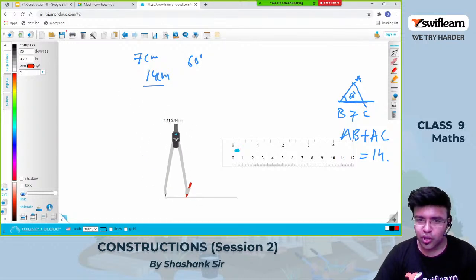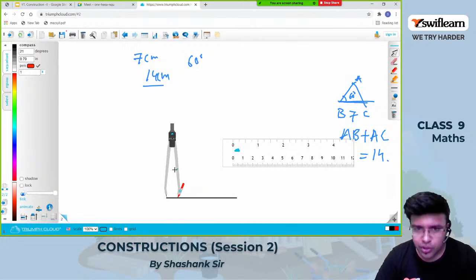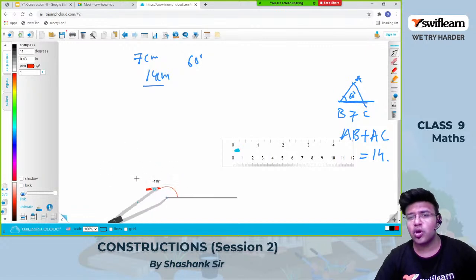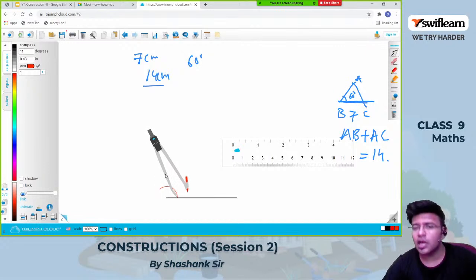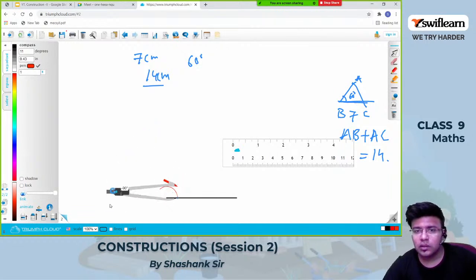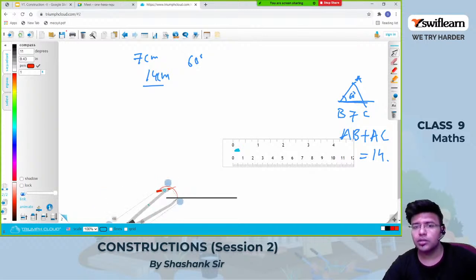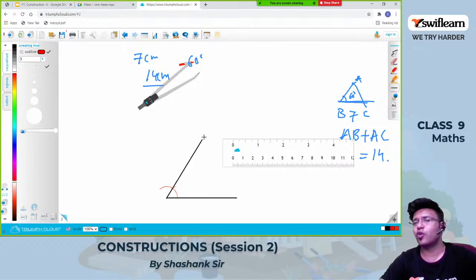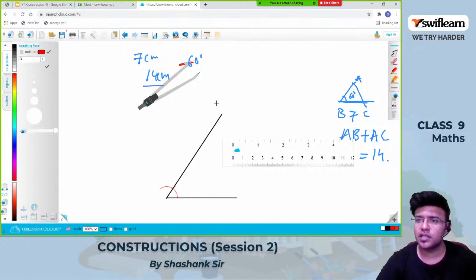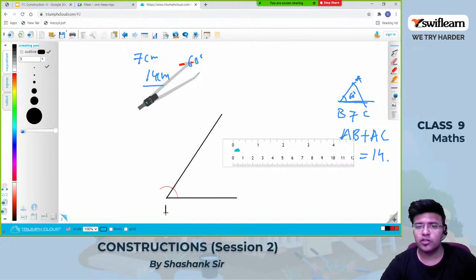Place your compass here, and draw an arc of any radius. Now keep your compass there on this arc and draw one more arc. After joining this, you have got a 60-degree angle. So the first step, देखो यहाँ पे, what is the first step?